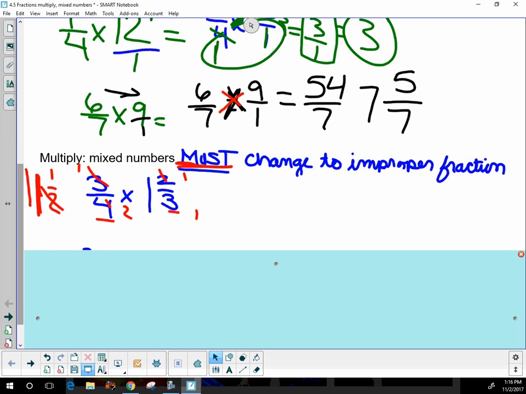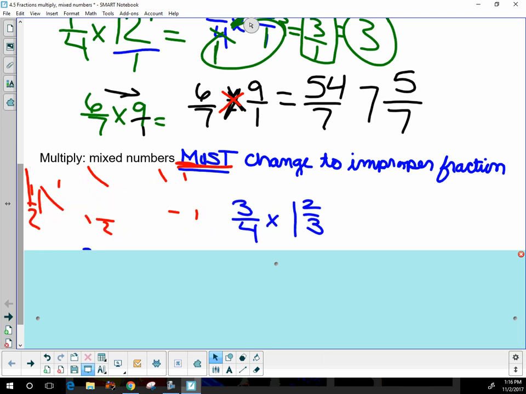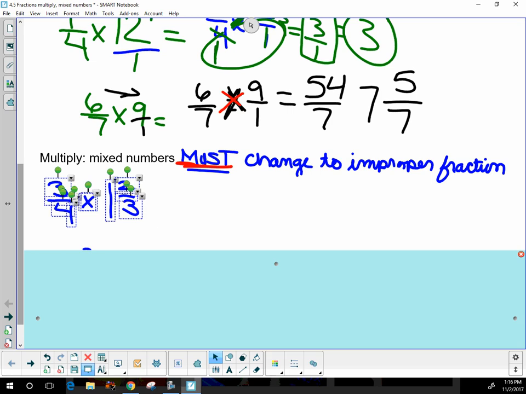Let me move all my red stuff over. Or just move the blue over. That way I can erase. We'll bring this back. I have to change it into an improper fraction. So I'm going to do that.